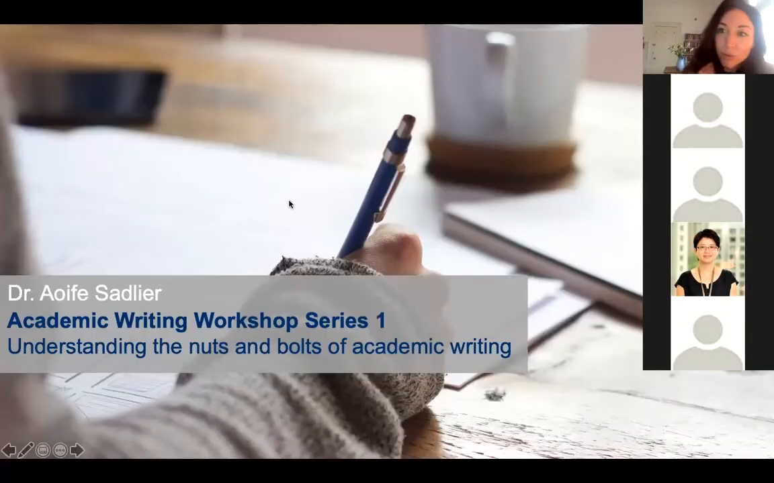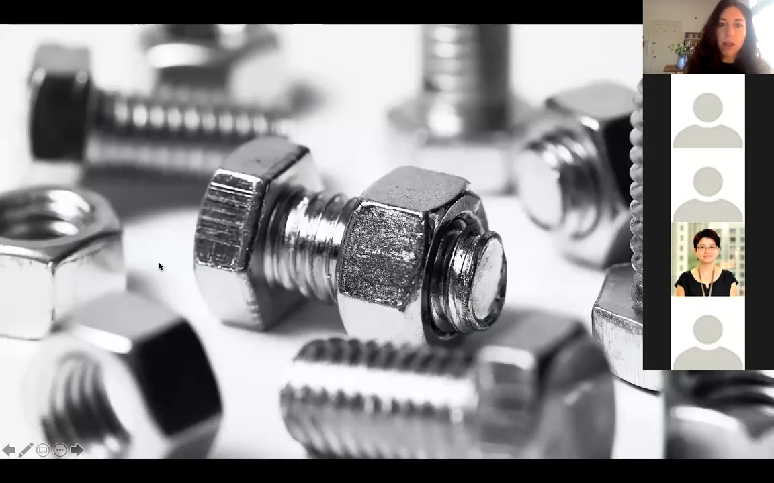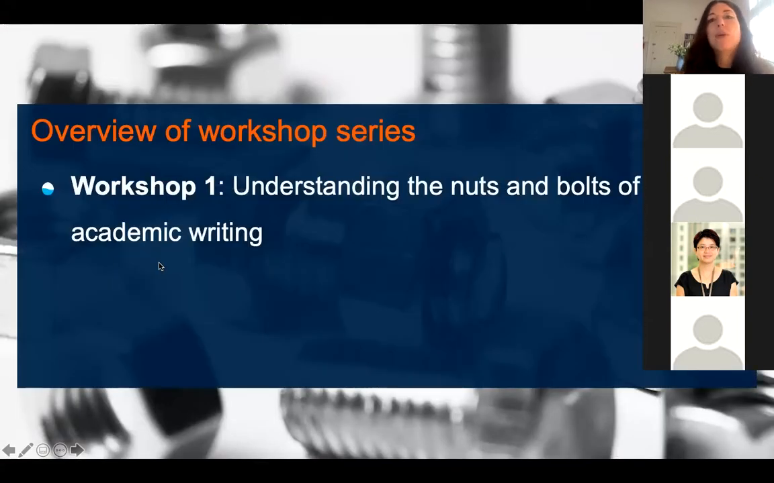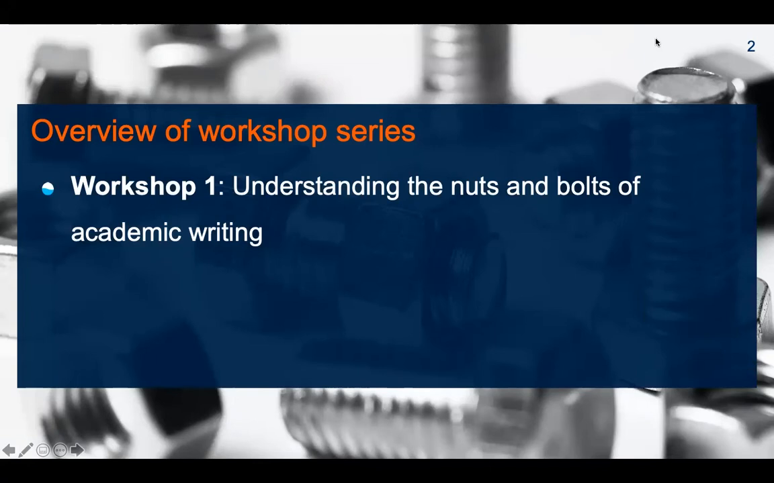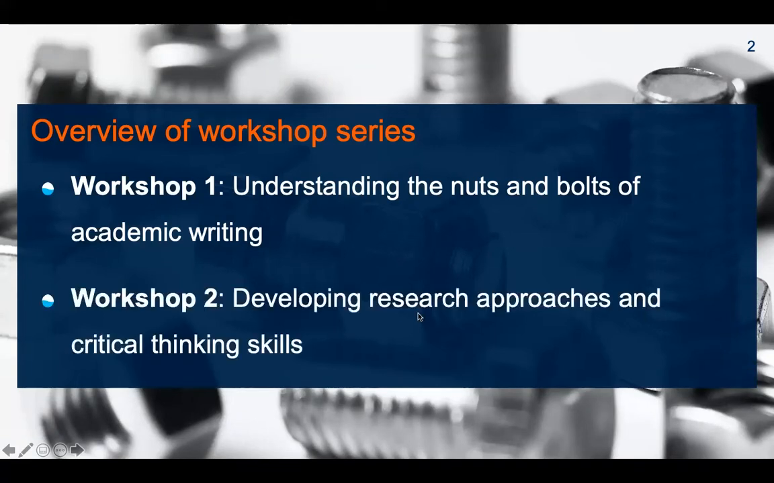So this is one of two writing workshops in this academic writing workshop series. This is just about understanding the nuts and bolts of academic writing. And the second workshop will be more detail about research skills, critical writing, critical thinking skills, that kind of thing. The overview of the workshop series is basically workshop 1, understanding nuts and bolts of academic writing, workshop 2, developing research approaches and critical thinking skills. So that's what we'll be looking at next time.